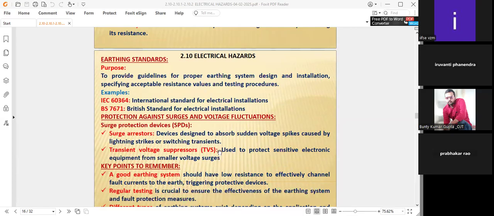These are the more sensitive control than this. It will be having less cost. This is having more cost because the smaller voltage fluctuations also will be taken care of.